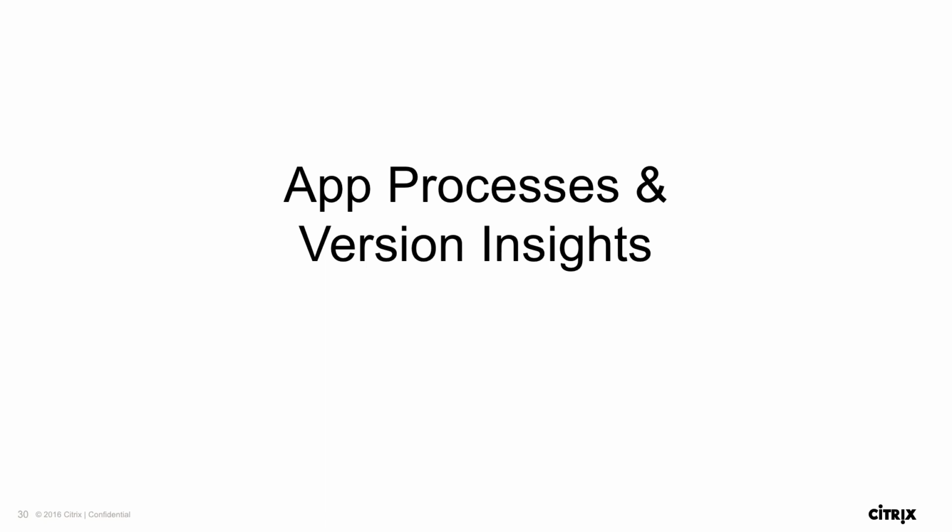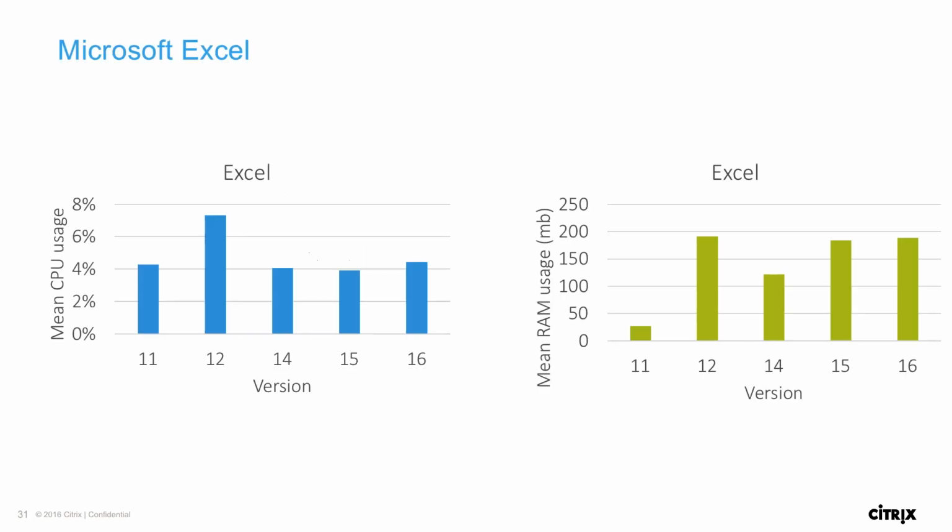So we want to show you some of that data. And obviously, if a new version of an app has a substantial difference in the amount of CPU and RAM that it uses, you can imagine the impact that could have on a Citrix Virtual App Server or on your virtual desktops with respect to scalability. So let's start off with some of the Office apps.